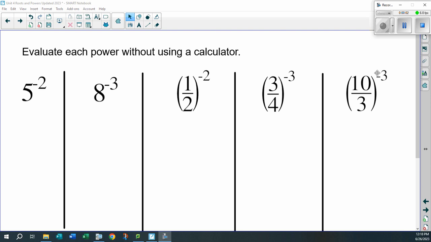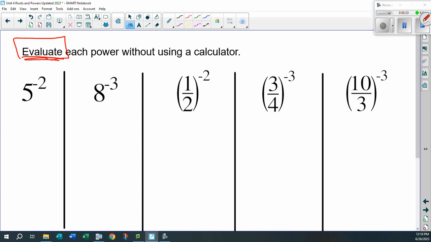So this particular question says evaluate the power. Now, it says without using a calculator. Well, I'm going to cheat a little bit on that. I'm going to use a calculator a bit, but for the most part, no. But what does evaluate mean? Evaluate means find the number. So find the number using what you know about exponents right now.